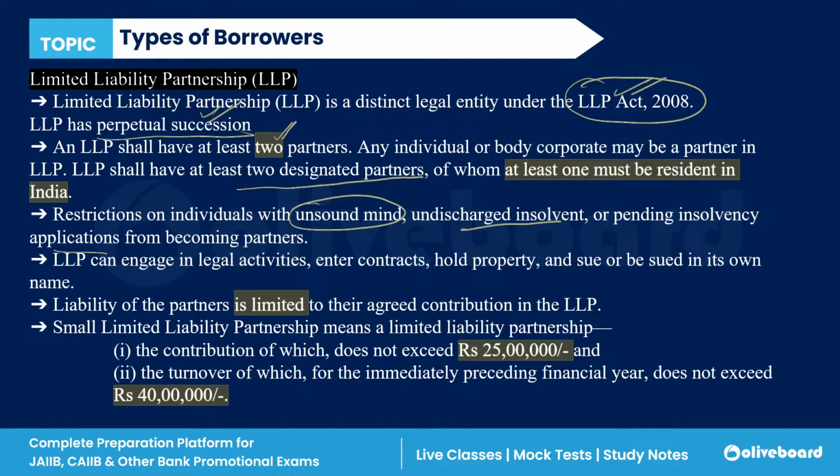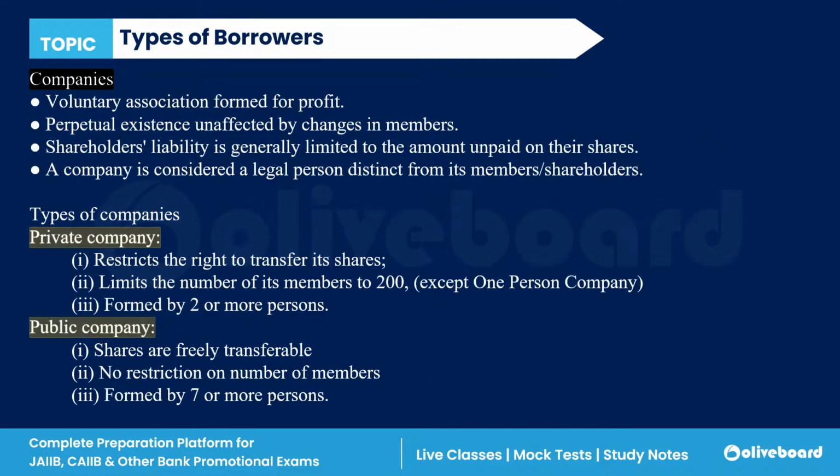Right, now under this limited liability partnership, there's a concept of small limited liability partnership. What are small limited liability partnerships? Small limited liability partnerships are those in which the contribution of each partner doesn't exceed 25 lakh overall. It doesn't matter how many partners you have, but the contribution doesn't exceed 25 lakh. And the turnover for the immediately preceding financial year does not exceed 40 lakhs. So if it is within these numbers, then it is considered a small limited liability partnership, right?